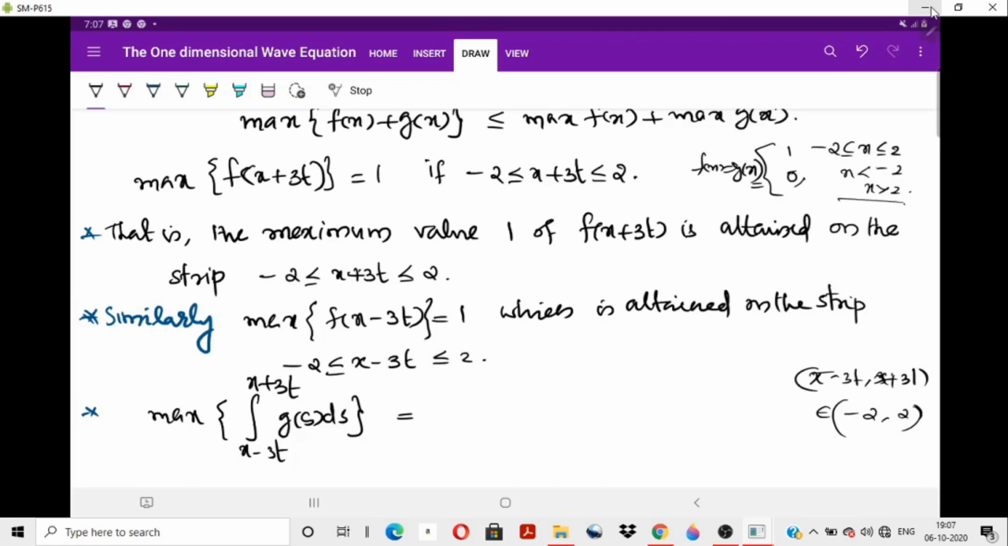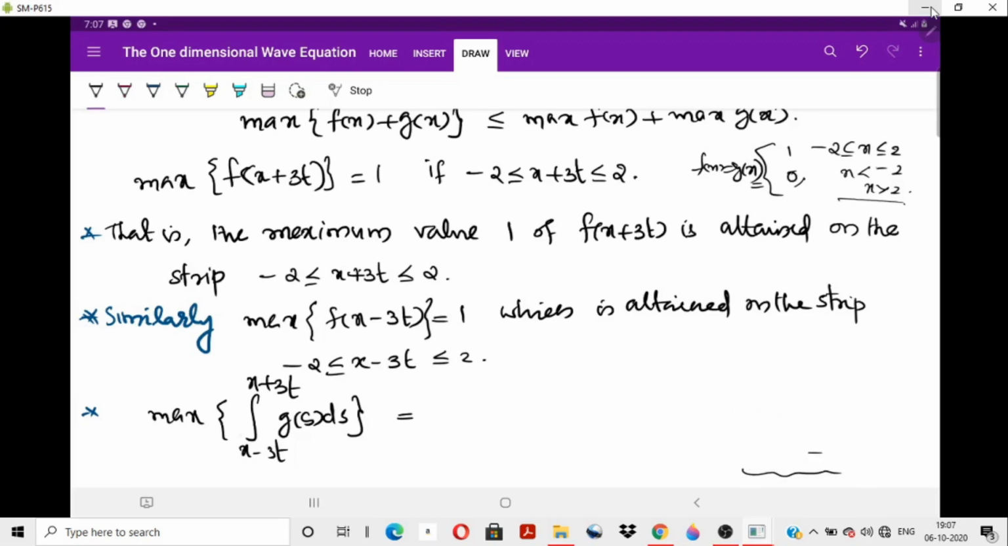So for this we can have either this completely belonging to the open interval minus 2 to 2, or x minus 3t to x plus 3t. So x minus 3t must be less than minus 2, and x plus 3t should be greater than 2. Then only it will contain the open interval minus 2 to 2, which contains the maximum value of g, isn't it? Or let me state once again.